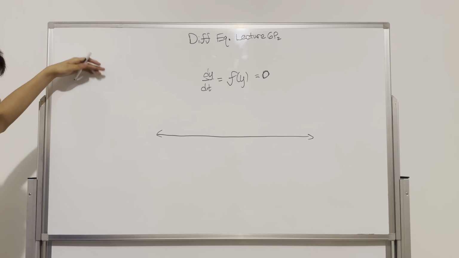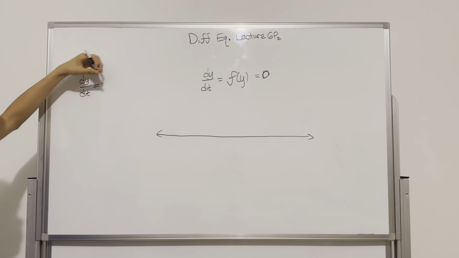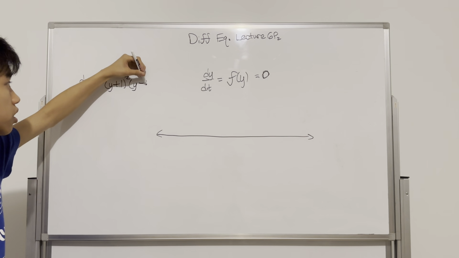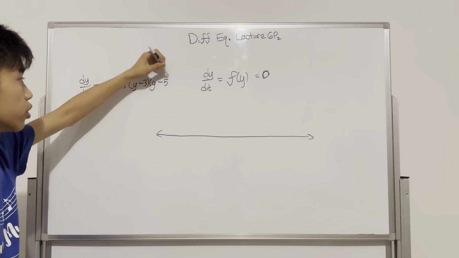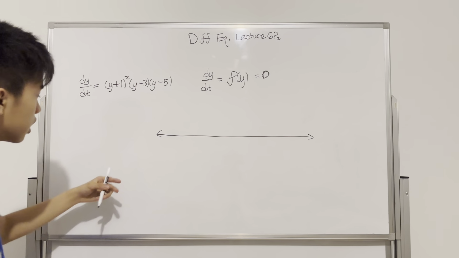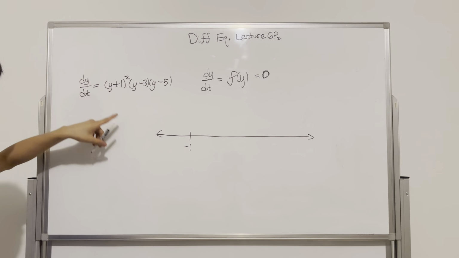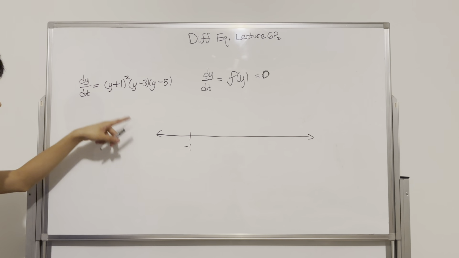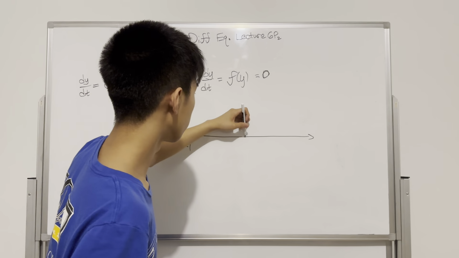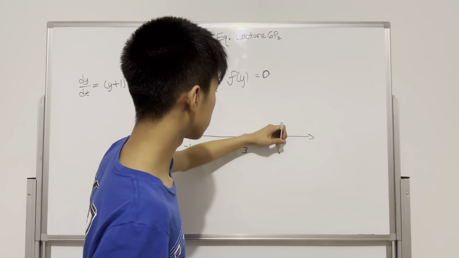Let's say we had the differential equation dy/dt equals (y plus 1) squared, (y minus 3), (y minus 5), for example. On this, we can draw a number line like this, and then plot where the equilibrium points are. The first one's -1, obviously, because plugging in -1 would make the whole thing 0. Then our second equilibrium point would be at 3, because plugging in 3 would make the whole thing 0. Likewise for 5.